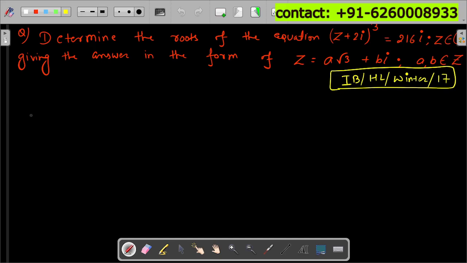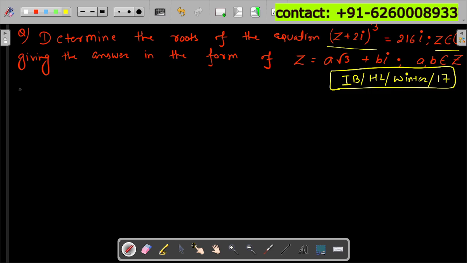This question says determine the roots of the equation (z + 2i)³ = 216i, where z belongs to complex numbers, giving the answer in the form z = a√3 + bi, where a and b belong to integers, right? So let us solve this question.